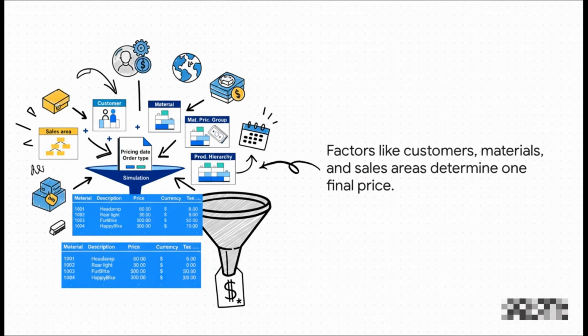And this image, it just perfectly captures that complexity. You've got data about the customer, the product they're buying, the sales region, the date. All these different pieces of info have to get processed through this logical funnel to spit out one single number, the final price. The real magic is how the system is built to handle all this, automatically.